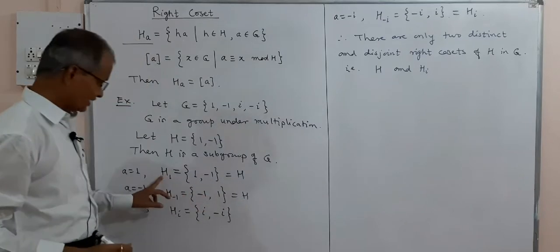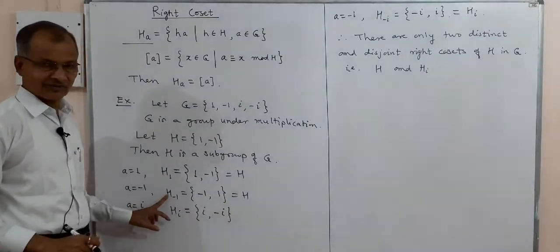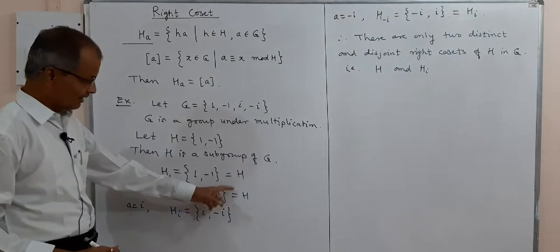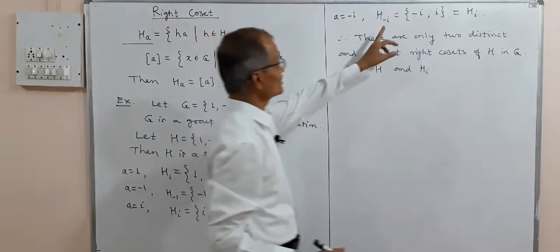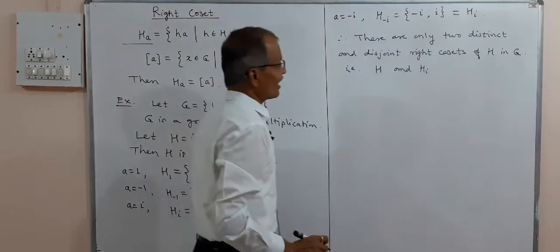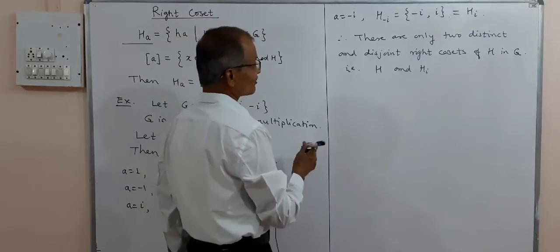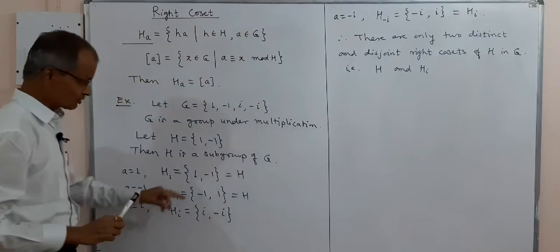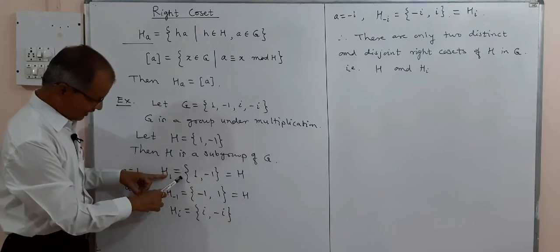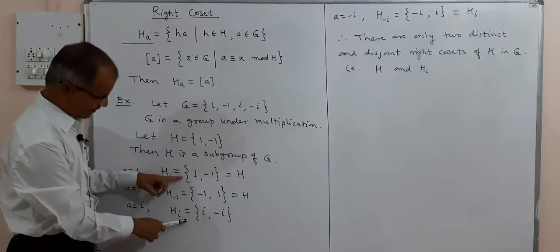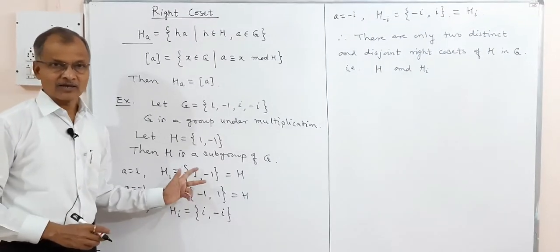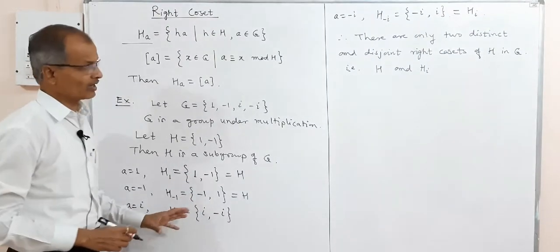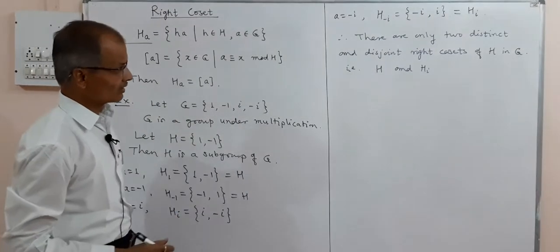See, H is the same as H1, H is the same as H(-1). We may denote it by any symbol, that is H. And the second is Hi, which is the same as H(-i). Further, these are distinct, meaning there is no element common in H and Hi. Here 1 and -1, and here are the elements i and -i.